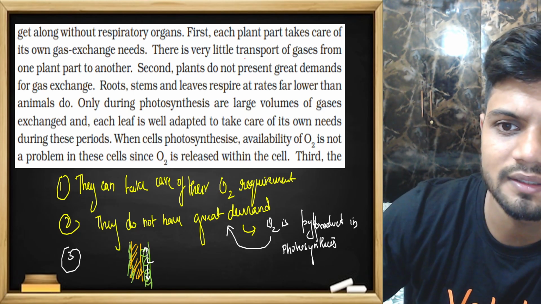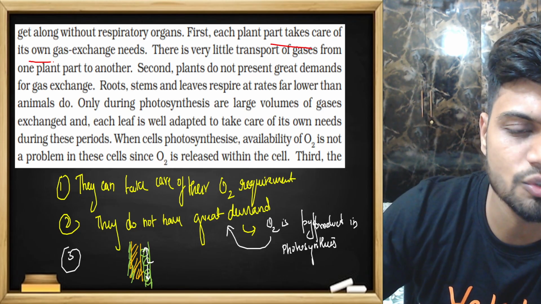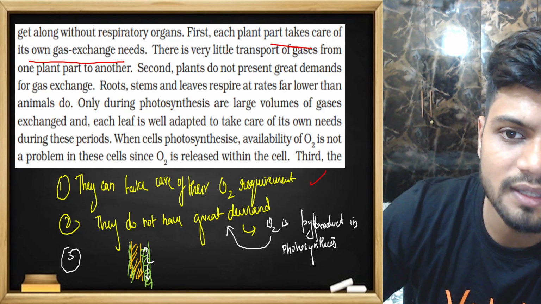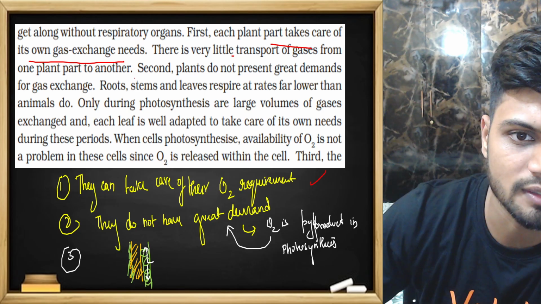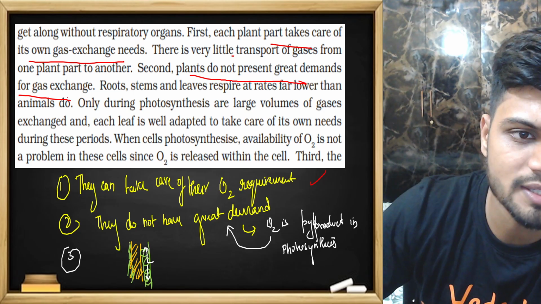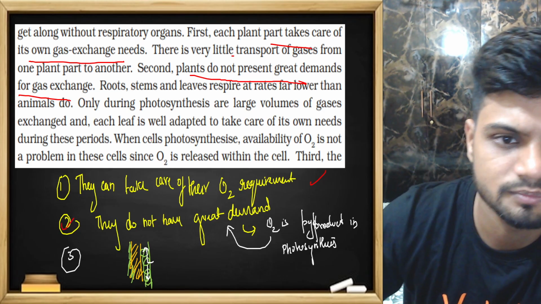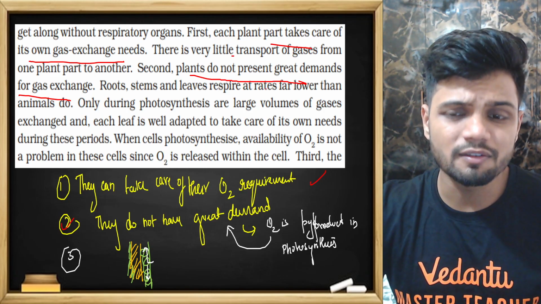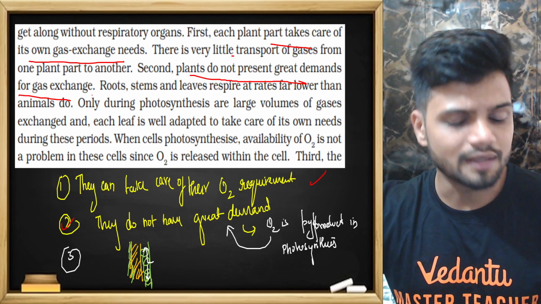First, each plant part can take care of its own gaseous needs. They can take care of their own requirements. Second, very little transport of gases from other parts is needed. Plants do not present great demand of gas exchange. No great demand. Okay. Root, stem, leaf respire at a lower rate than animals do.